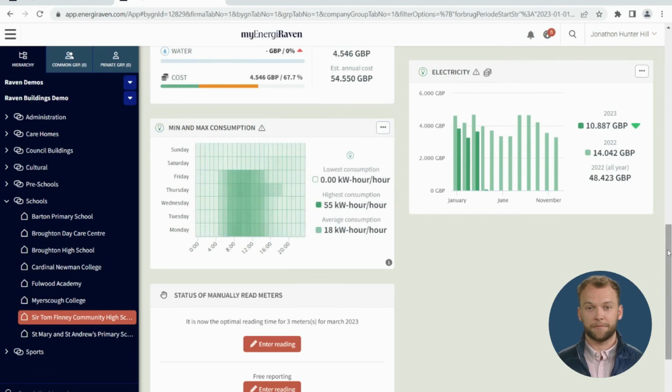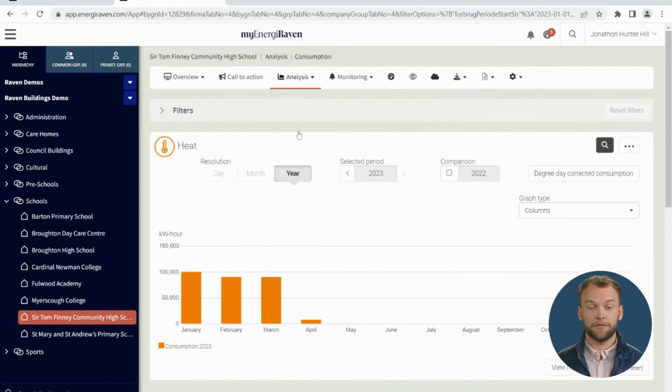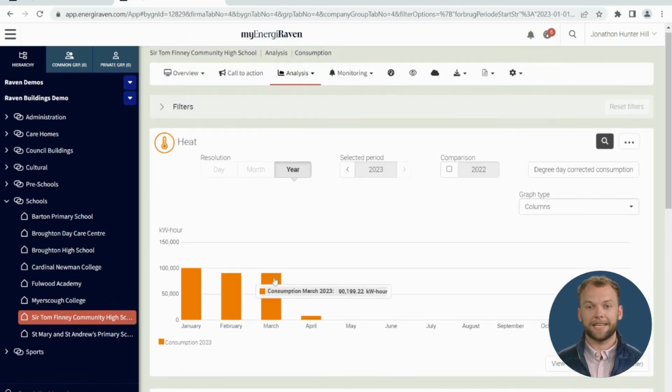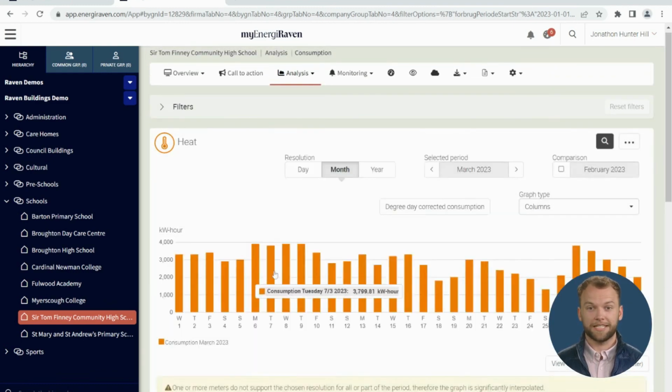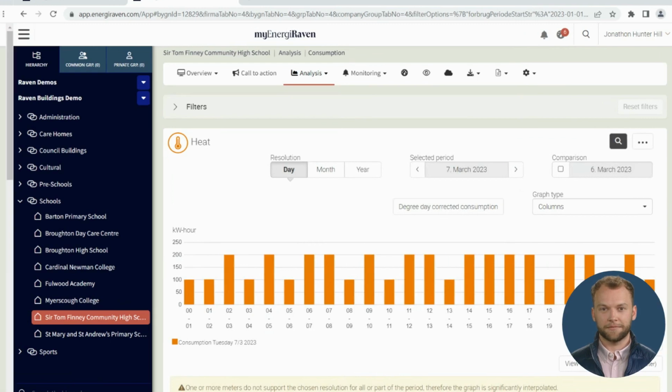If we want to find out more about how exactly we are using the energy in our buildings, we can view this in the consumption module. Here we can view the energy consumption of specific buildings on a monthly, weekly, daily and hourly basis. This helps us further identify patterns in consumption and may highlight where energy is being wasted.